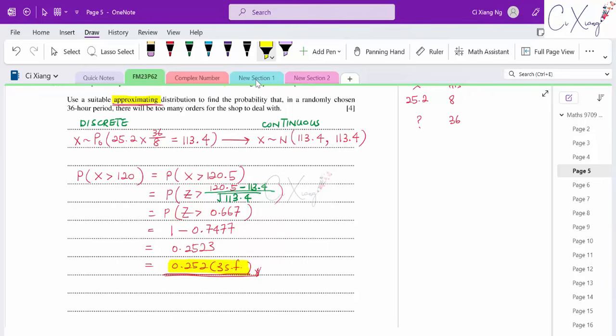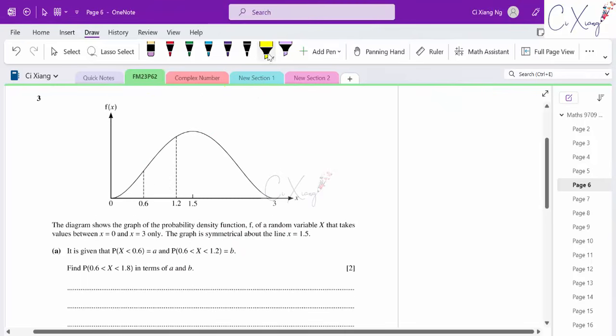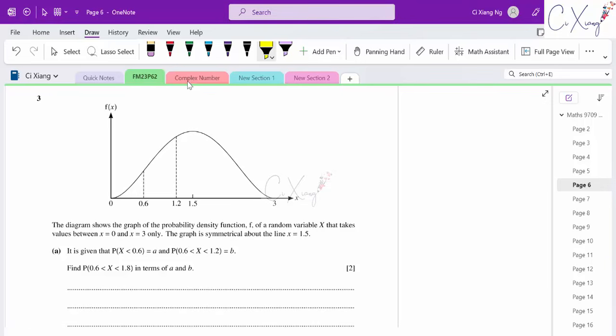Right? And this is how we answer question number 2. Question number 3, we are given a diagram and it is a PDF for a random variable x that takes a value from 0 until 3. The graph is symmetrical at the line x equals to 1.5.